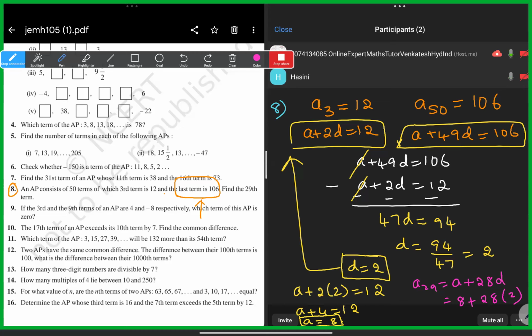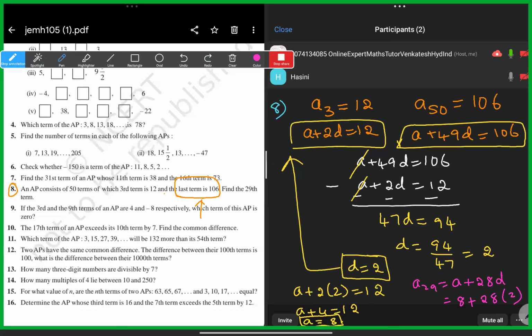Okay, Hasni. Because A29, how we will get it is because they're asking us to find the 29th term. So A29 is A plus 28D. How we will get it is we'll keep 29 in that AN formula, AN is equal to A plus N minus 1 D. Then we'll get A plus 28D. That is how we wrote A3 means A plus 2D, A50 means A plus 49D.